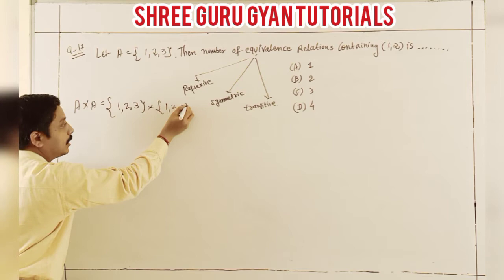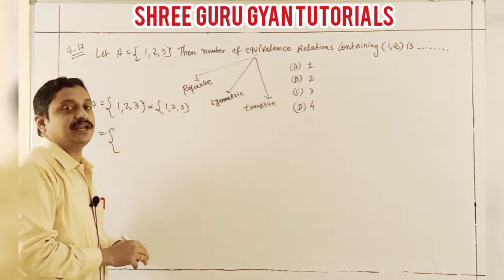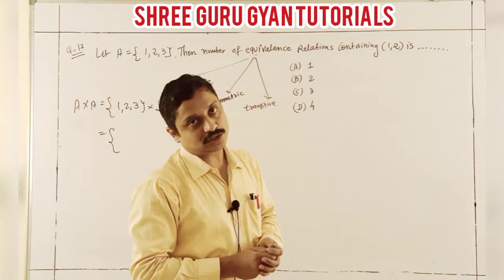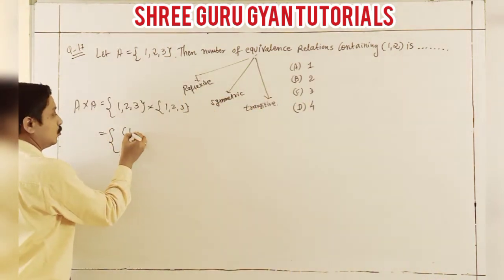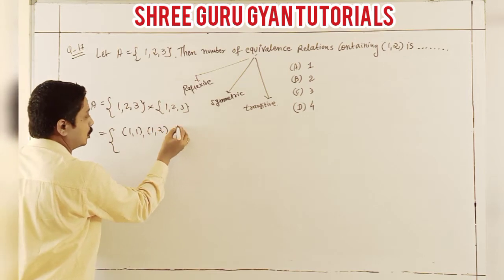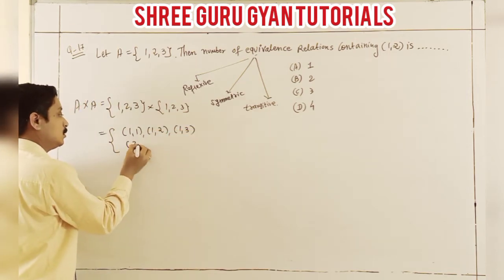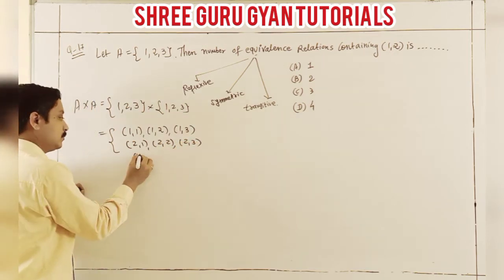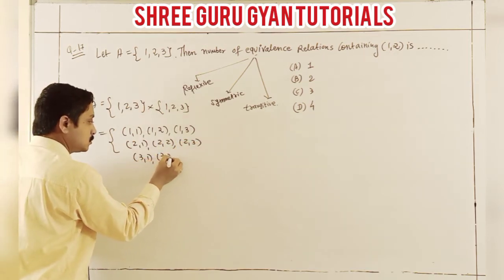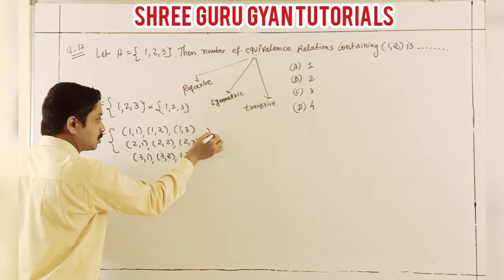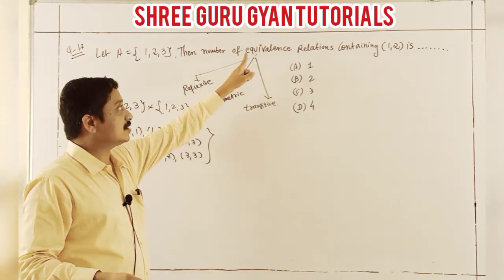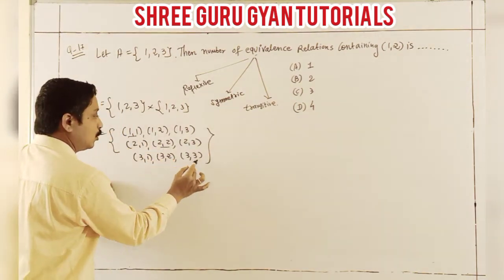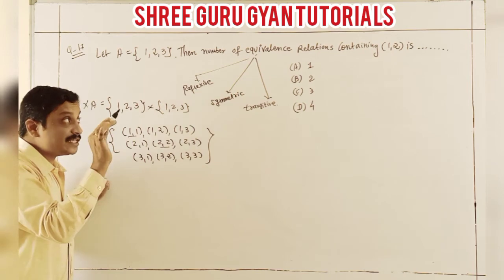How many relations are possible from A = {1, 2, 3} cross {1, 2, 3}? So what is the number? (1,1), (1,2), (1,3), (2,1), (2,2), (2,3), (3,1), (3,2), (3,3). And which are the equivalence relations? Yes, these are equivalence relations: (1,1), (2,2). I did not write (3,3) because I only check 1 and 2.